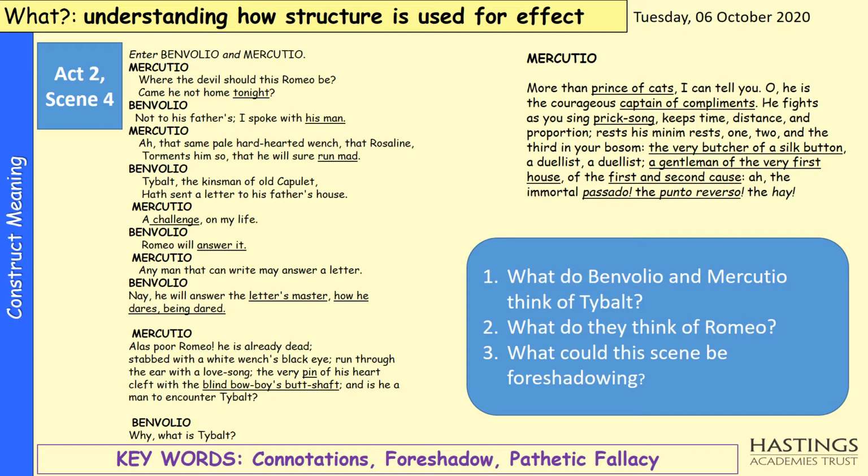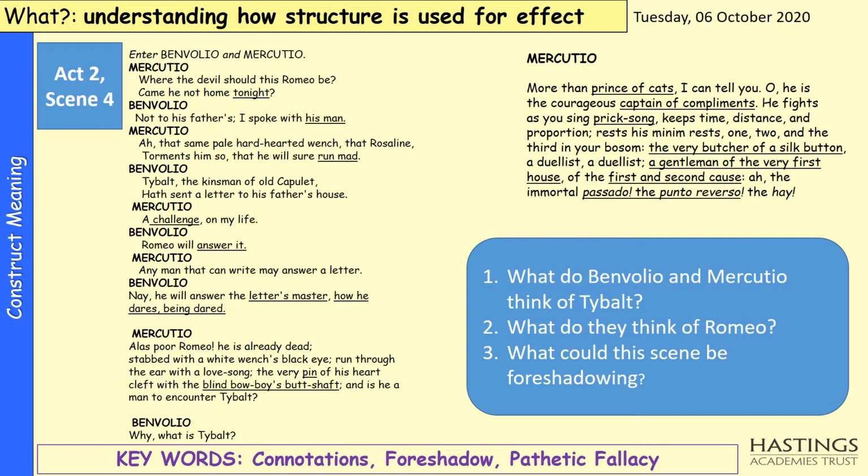Question number 1, what do Benvolio and Mercutio think of Tybalt? Mercutio obviously thinks that he is a good fighter, wouldn't want to fight him. He is a good duelist. They think that he's quite aggressive, maybe quite manly.